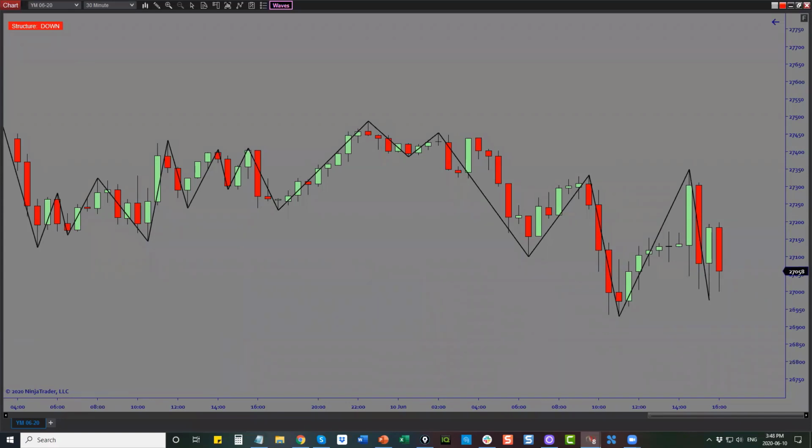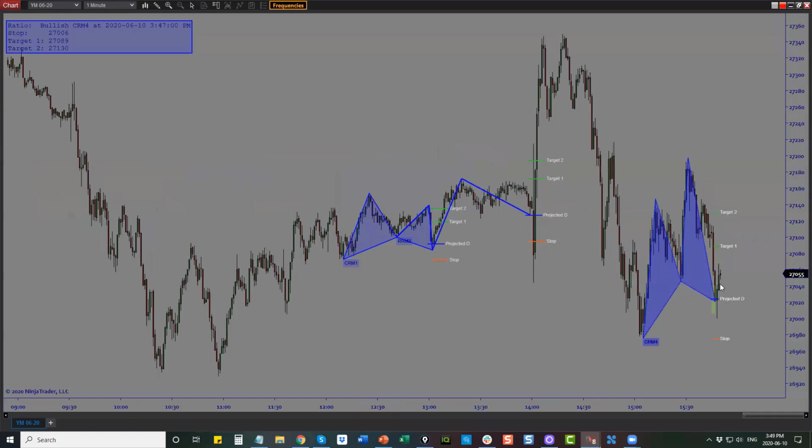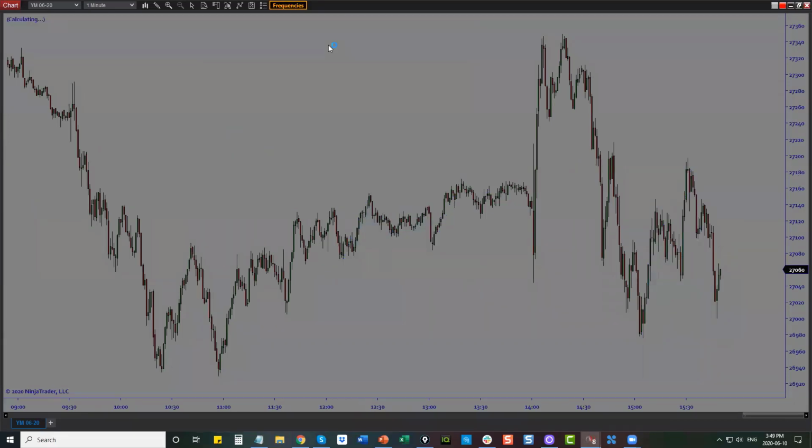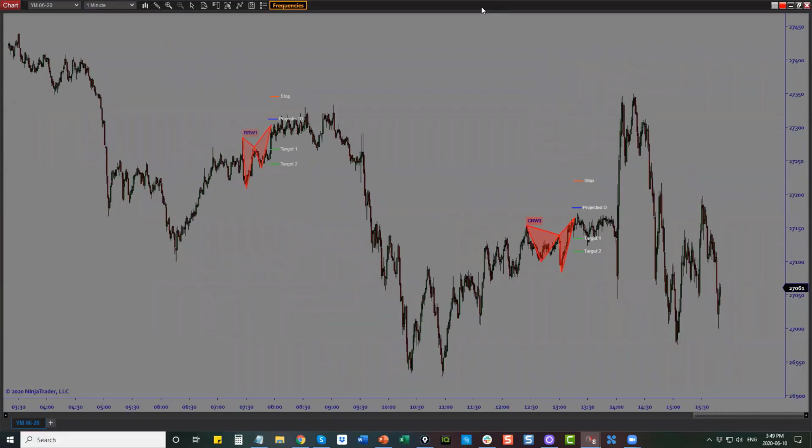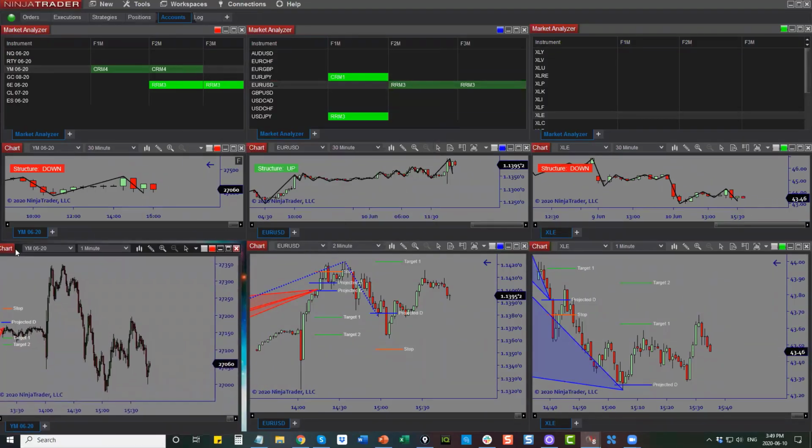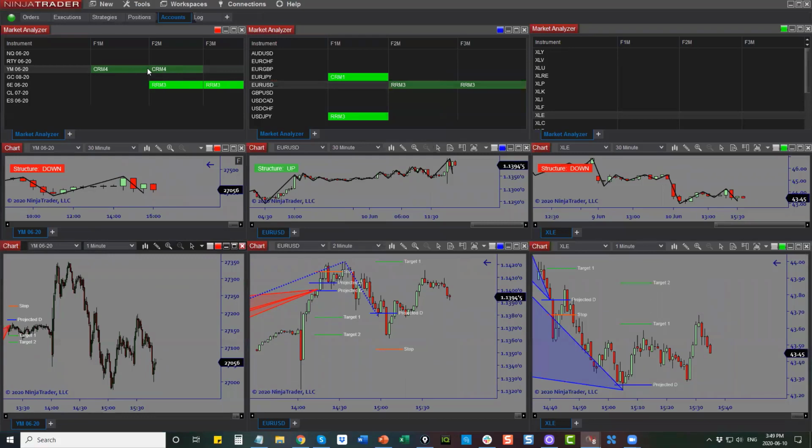You want to know why I wouldn't take this trade? Because the sellers are controlling this market. Ever since we closed below structure here, we've been controlled by the shorts. So I only want to look at sellers, not buyers. So even though I've got a long ratio that's working here, I would much rather have my shorts on, not my longs, because this market's controlled by sellers right now. So even though I'm getting long ratios, I wouldn't touch it.